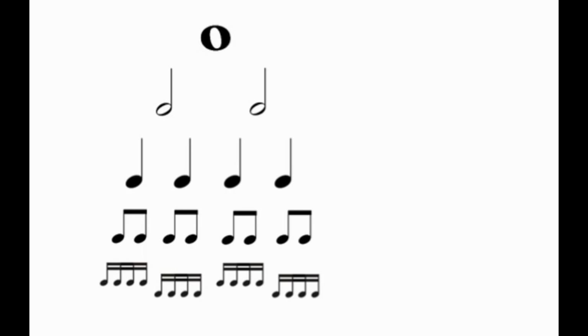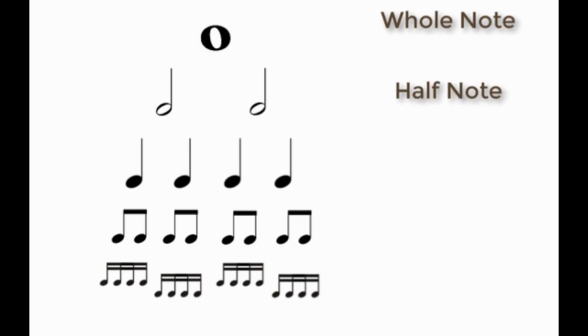All right, what we see here is a hierarchy of notes in the musical world that we live in. The top note looks like an oval. It's a whole note. It's called a whole note because in the very beginning, it took up a whole measure. You notice that there's two half notes. That means one half note is half as long as a whole note. That's why they call it a half note.